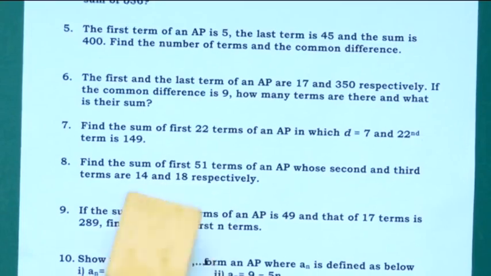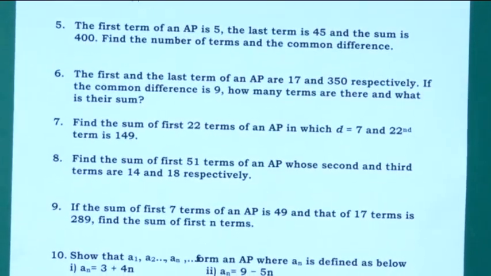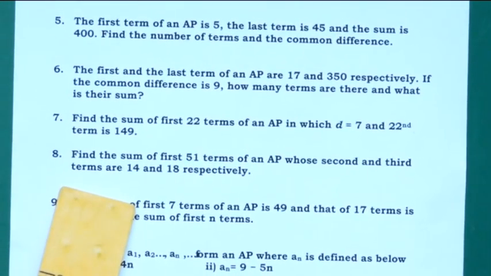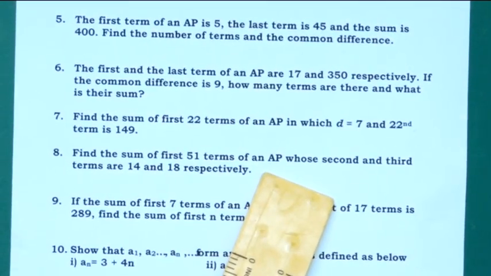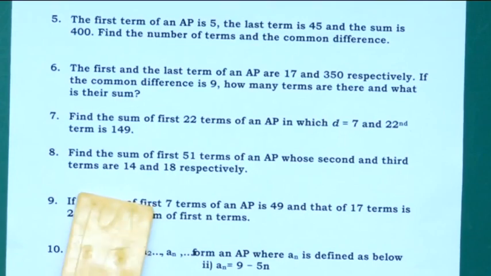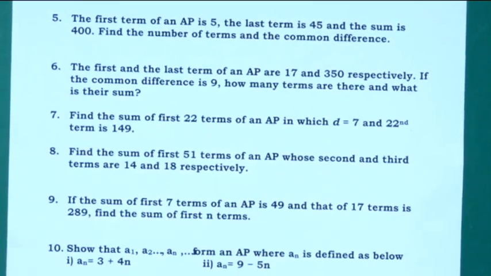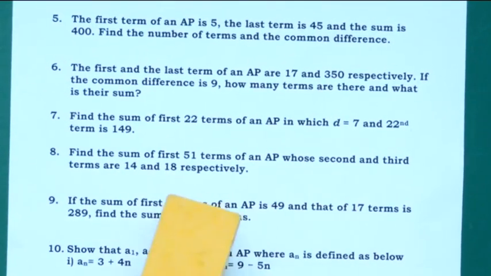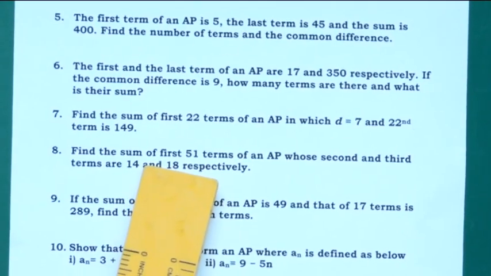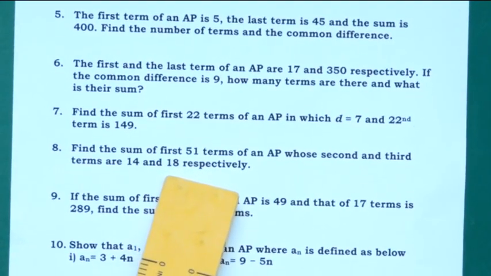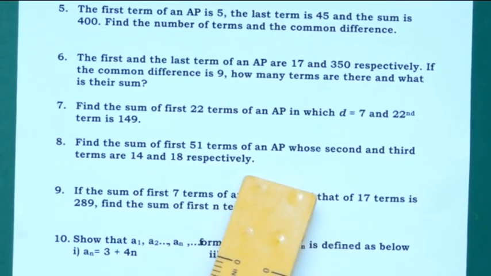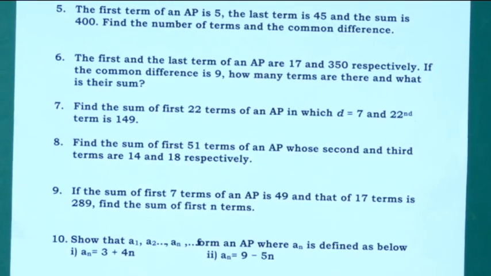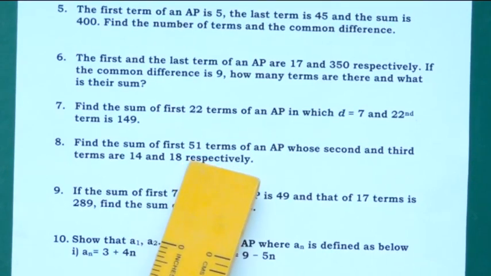Okay, 8th question. Find the sum of first 51 terms of an AP whose second and third terms are 14 and 18 respectively. So second term is given, third term is given, consecutive terms. So easily you can find D. Then after D you can calculate A. Once you come to know A and D, you can calculate the sum to 51 terms.